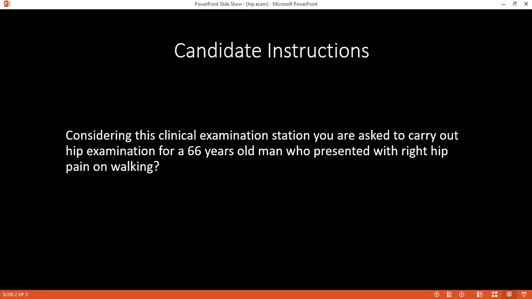Then I'll move to my special examination, whereby I do the Thomas test to check for any flexion deformity of the hip. Thomas test is positive. What else would you do? That's what I will do for the special tests, because I've already done the Trendelenburg test. Okay, what about the Gillespie test?